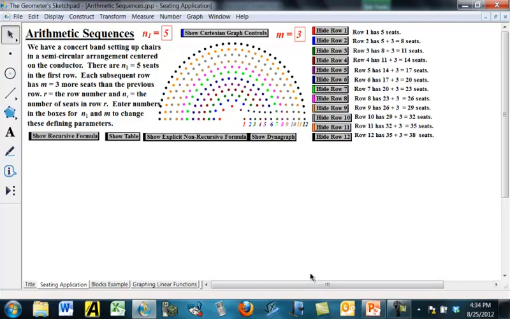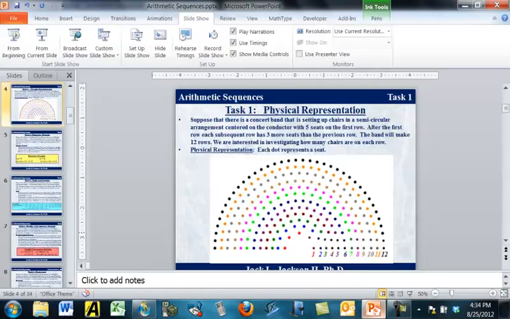Okay, so we have those 38 seats, and there's the 38 in the last row, and each dot there represents a seat. So there's our representation.